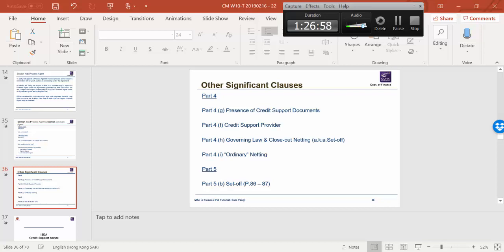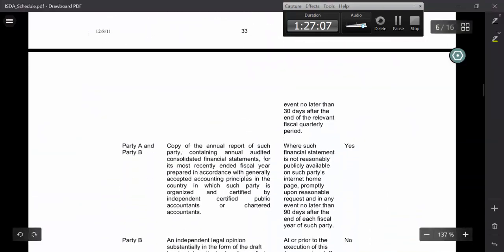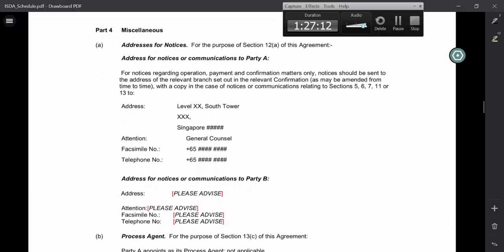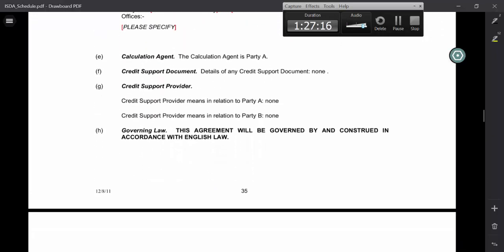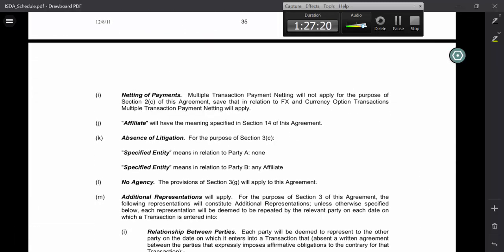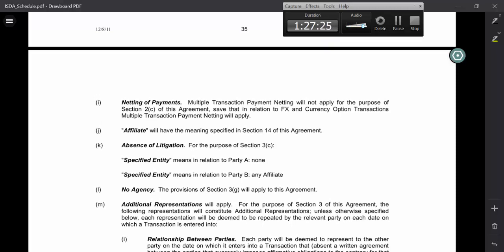Okay, so here is where you have netting. Part 4. Netting of payments. You cannot imagine just 3 lines with not more than 25 words can make a difference of billions of dollars. Okay, there's something magical about that. So multiple transaction payment netting is not applicable. Right? It's just a template. Think of the significance of that. A little paragraph like this can make the difference. I wouldn't say a matter of life and death, but certainly a matter of hundreds of millions of dollars.